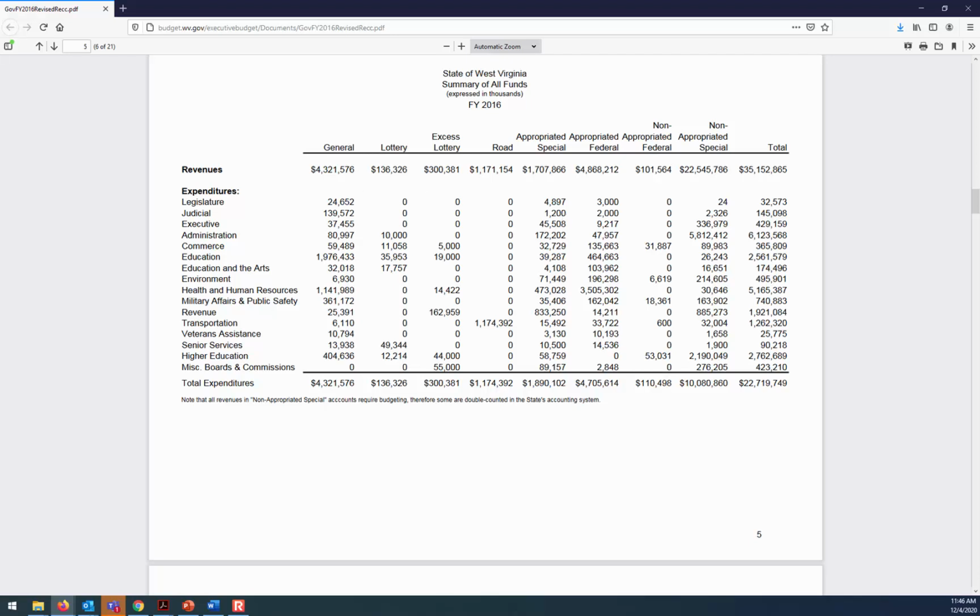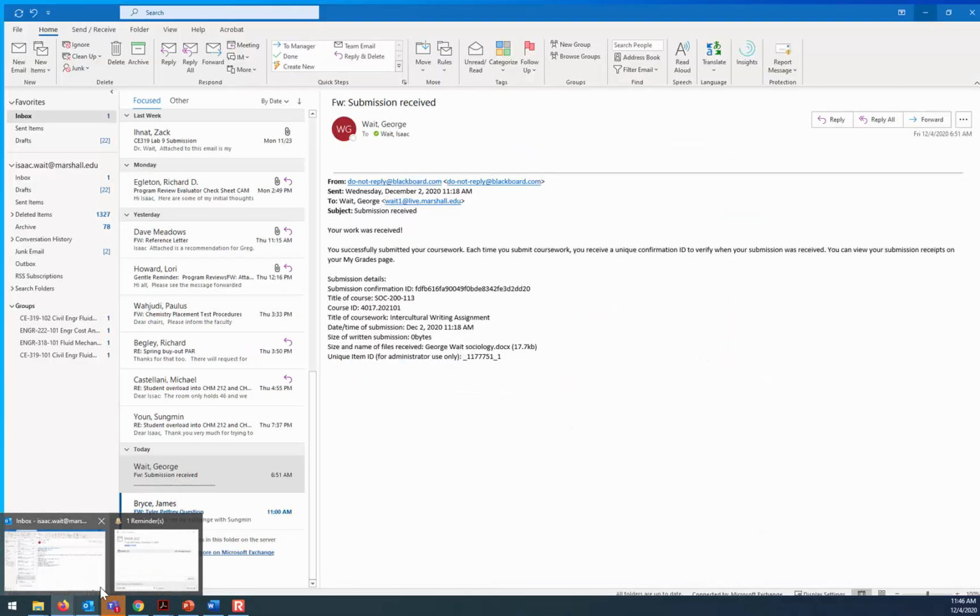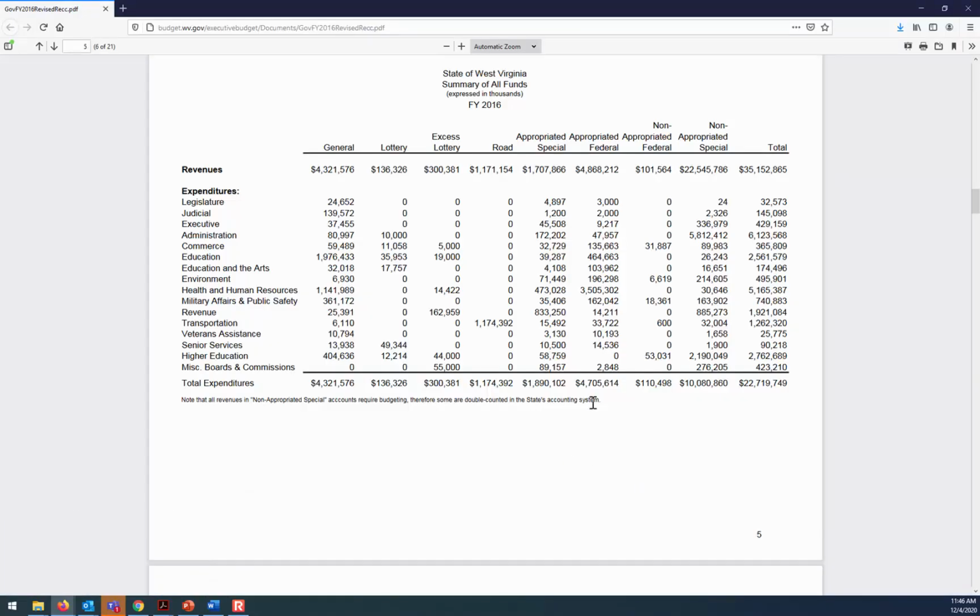And so what this is asking us is how much did the state spend on transportation expenditures during 2016, all categories. The columns are showing where the money comes from, and the rows are showing where the expenditures go to.